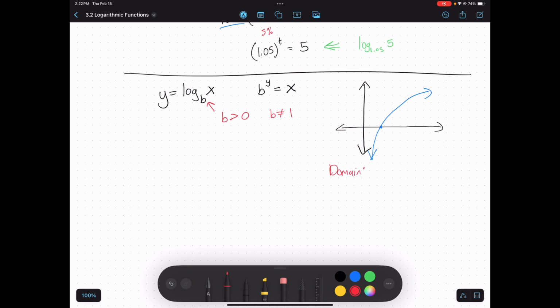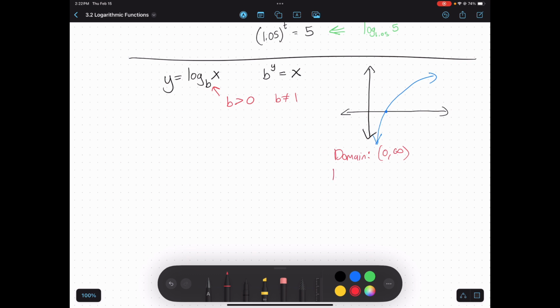In this case, the domain is from 0 to infinity. Okay, those are the numbers you can plug in. It's what the range of an exponential function was. I can't plug in a negative number into a log function. You'll get an undefined value. I can't plug in 0 to a logarithmic function because there's no exponent you can raise a number to in order to get an output of 0. The range, though, you can have anything from negative infinity to positive infinity.